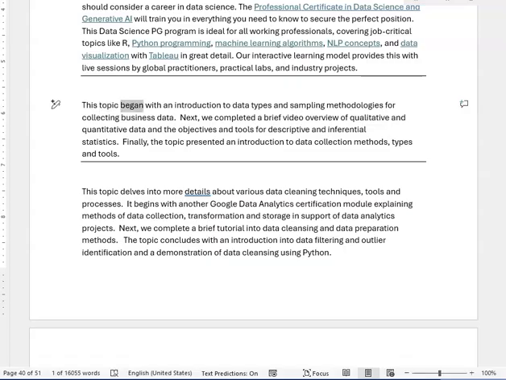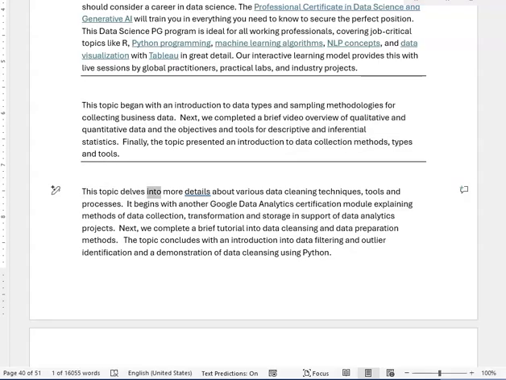This topic began with an introduction to data types and sampling methodologies for collecting business data. Next, we completed a brief video overview of qualitative and quantitative data and the objectives and tools for descriptive and inferential statistics. Finally, the topic presented an introduction to data collection methods, types, and tools.